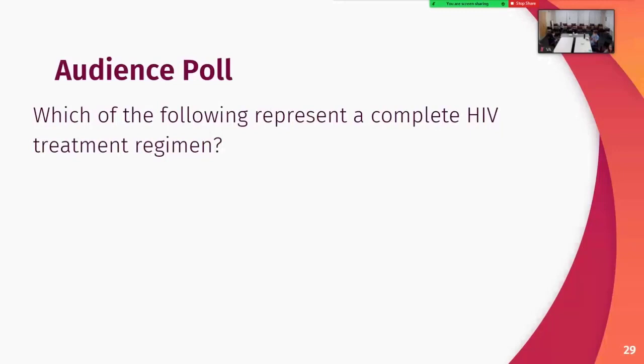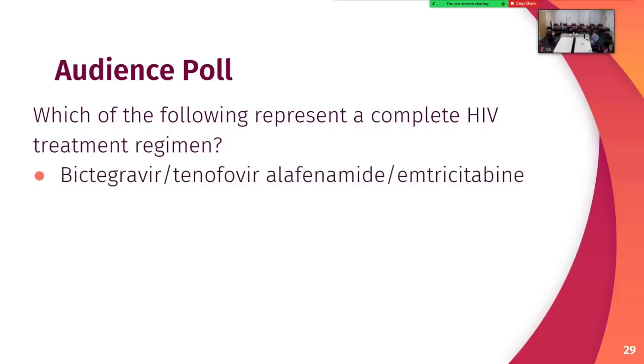So this takes us into a little audience poll. Which of the following represent a complete HIV treatment regimen? I'll go through each one and I'll have you raise your hand for yes and then raise your hand for no. So the first one is bictegravir, tenofovir alafenamide, and emtricitabine. Raise your hand if you think this is a complete drug regimen. Okay, and then raise your hand if you don't think this is a complete drug regimen. All right, we got a smart group out here. Yes, this is a complete drug regimen. It contains our 2 NRTI backbone with our INSTI, the bictegravir.